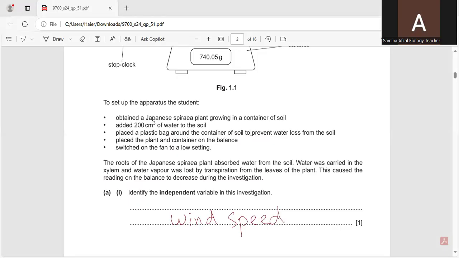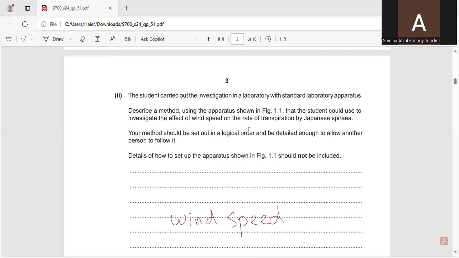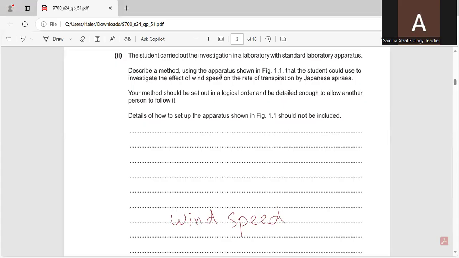So the next question is: the student carried out the investigation in the laboratory with standard laboratory apparatus. The same apparatus was used for this purpose as it was used at the start of this experiment. Describe a method using the apparatus shown in figure 1.1 that the student would use to investigate the effect of wind speed on the rate of transpiration by Japanese spirea. Your method should be set out in a logical order and be detailed enough to allow another person to follow it. Details of how to set up the apparatus shown in figure 1 should not be included.